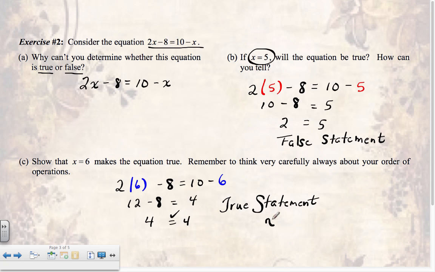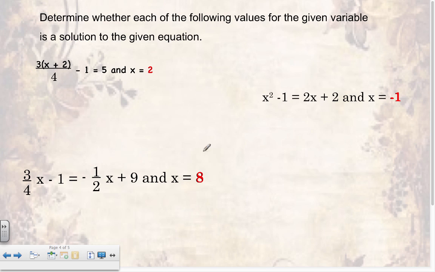When x equals 6. Now later on in this chapter, we're actually going to learn how to solve these so that we can always find the answer right away. And we don't have to sit here plugging in number after number after number till we find the right one that works. But for today, we're just learning how to do this.